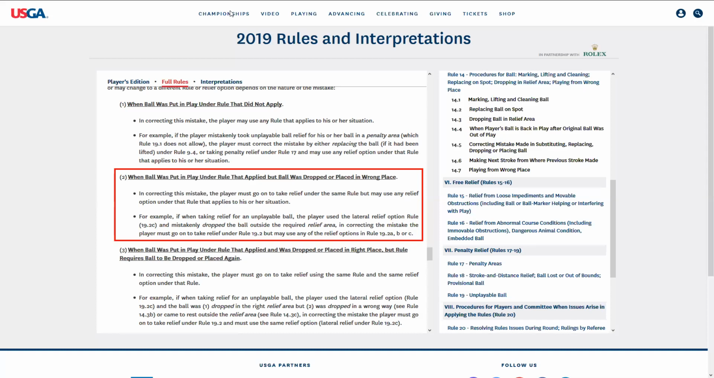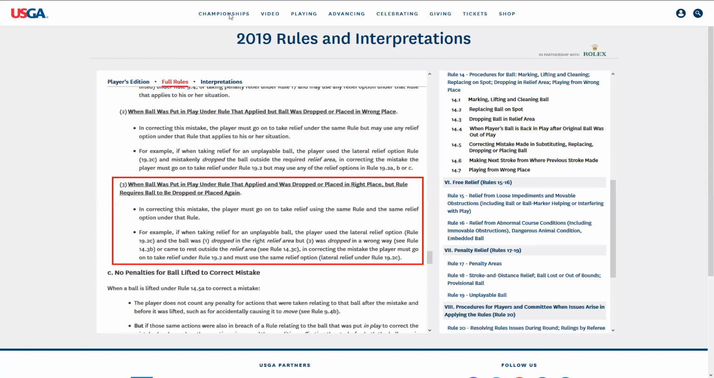The third one is when a ball was put into play under a rule that applied and was dropped or placed in the right way, but the rules require the ball to be dropped or placed again. In correcting this mistake, the player must go on to take relief under the same rule and under the same relief option, but you just have to correct it.